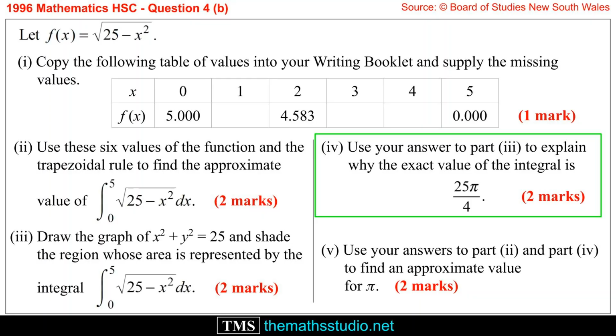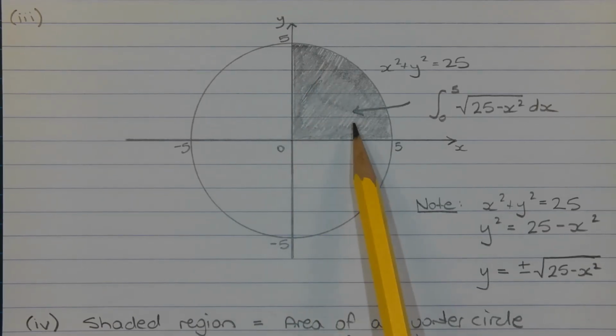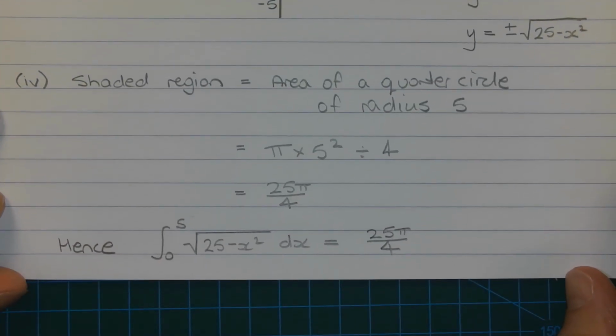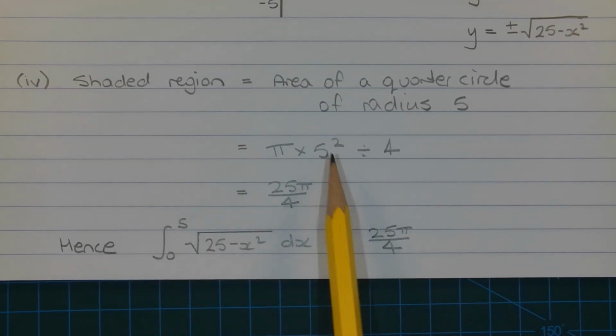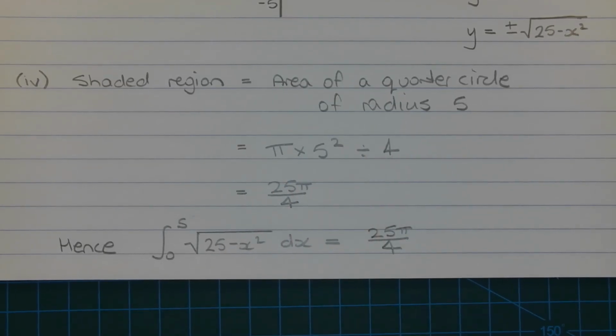Part 4. Use your answer to Part 3 to explain why the exact value of the integral is 25 pi over 4. The area of the shaded region is equal to the area of a quarter circle of radius 5 units. And the area of a circle is given by pi times 5 squared, so that's pi r squared, and we divide that by 4 to get the area of the quarter circle. And that's equal to 25 pi over 4. Hence, the exact value of the integral of the square root of 25 minus x squared dx from x equals 0 to x equals 5 is equal to 25 pi over 4 as required.